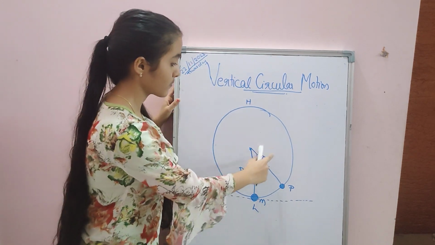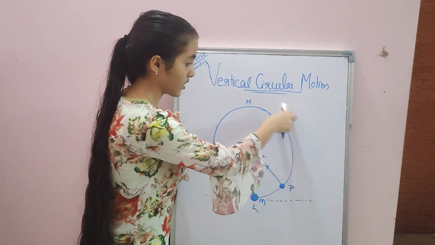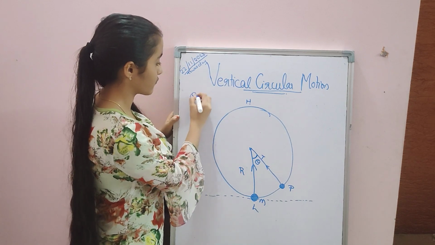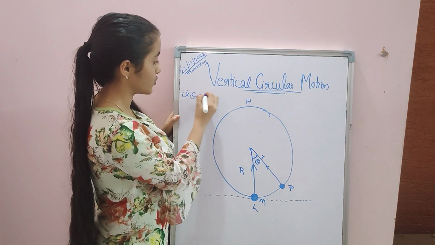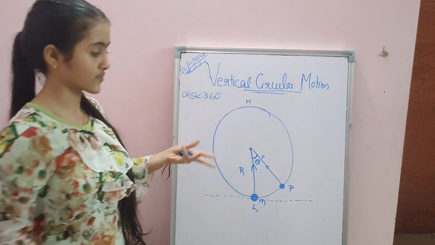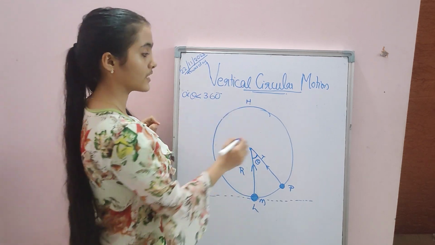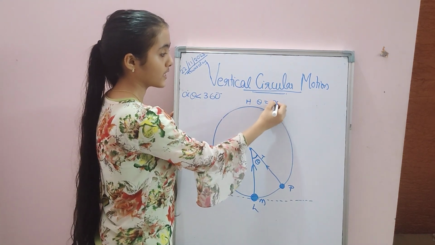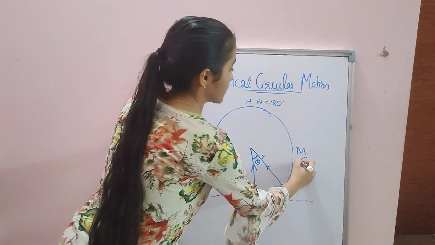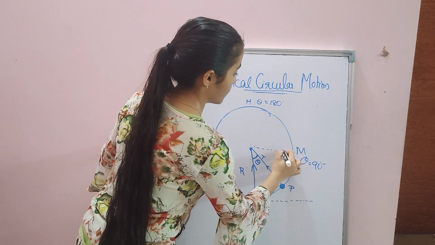So this theta is varying as the particle moves, as in the circular motion. This theta is varying from 0 degrees to 360 degrees in a circle. At the highest point H, this theta will have 180 degrees. Then we will take this as the middle point M, and at the middle point theta has the value 90 degrees.